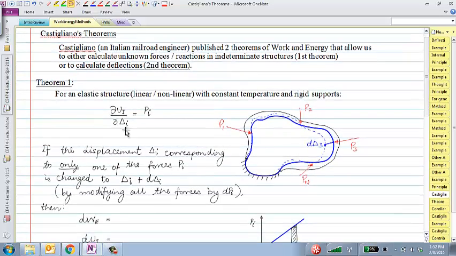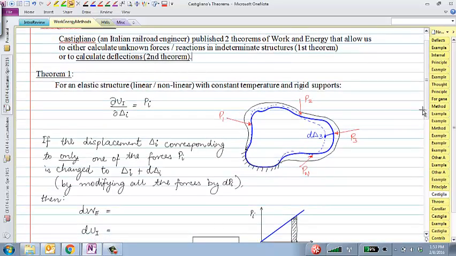The first theorem says that if I take the derivative of the internal energy with respect to a particular displacement in the structure, then that would be equal to the force applied. So if I want to find some unknown force in a structure, like a reaction or some internal force, then I can use this theorem to find that force. But let's see how we can derive this.